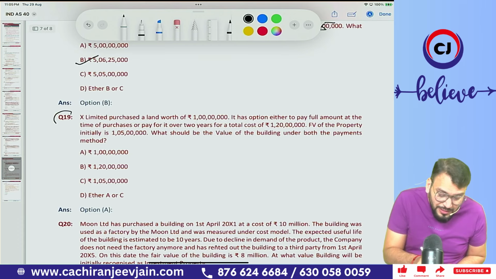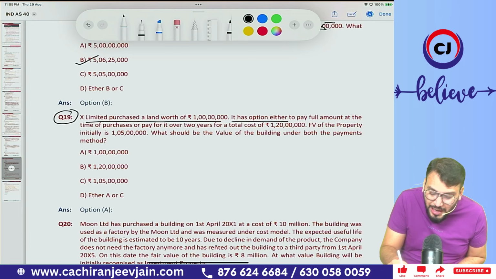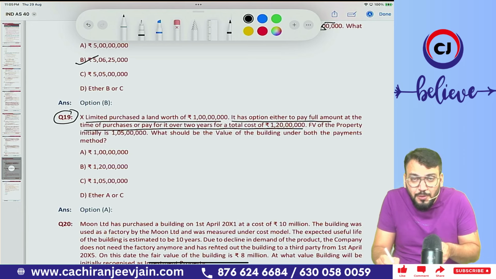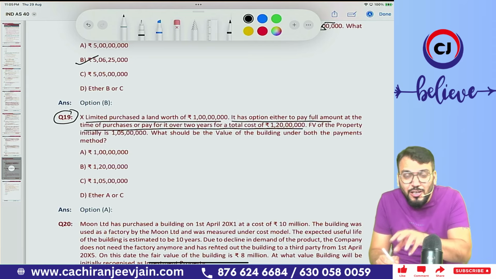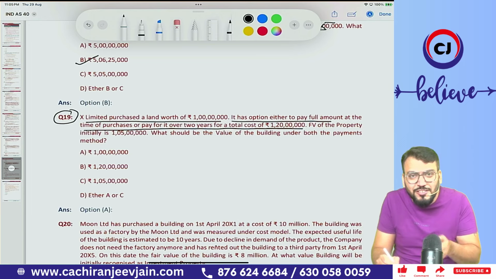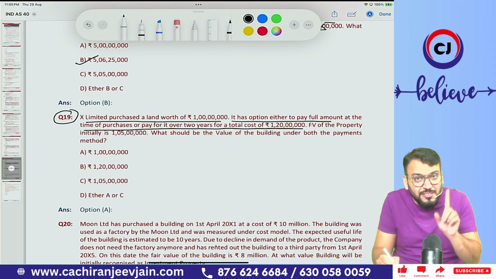Question 19, X Limited purchased land worth rupees 1 crore. It is an option either to pay the full amount at the time of purchase or pay for it over 2 years for a total cost of 1 crore 20 lakh. Can you see, even though we are purchasing any property on a deferred payment basis, the cost price will be equal to the present value of all future payments, which is nothing but the purchase price at normal credit terms. Even though you are purchasing on a deferred payment basis, the cost price will be equal to the purchase price at normal credit terms.